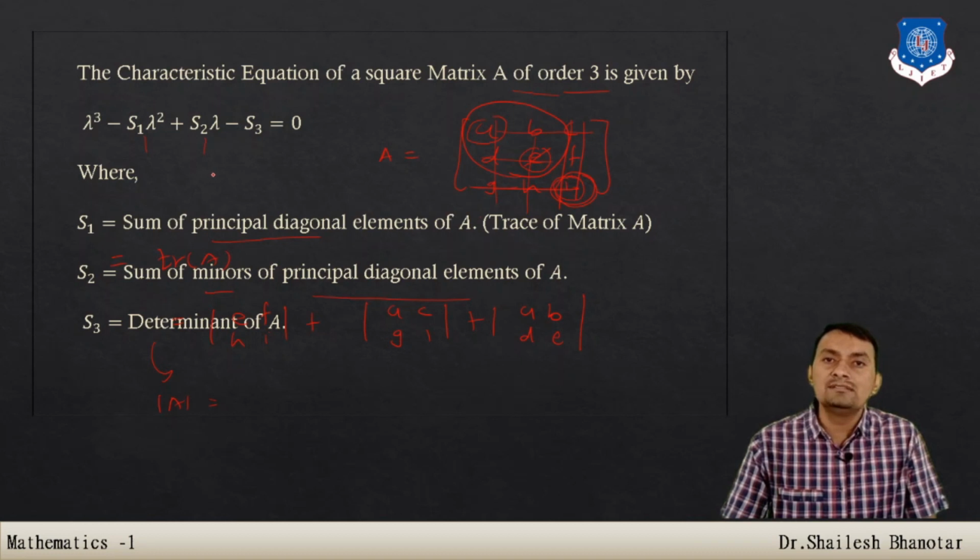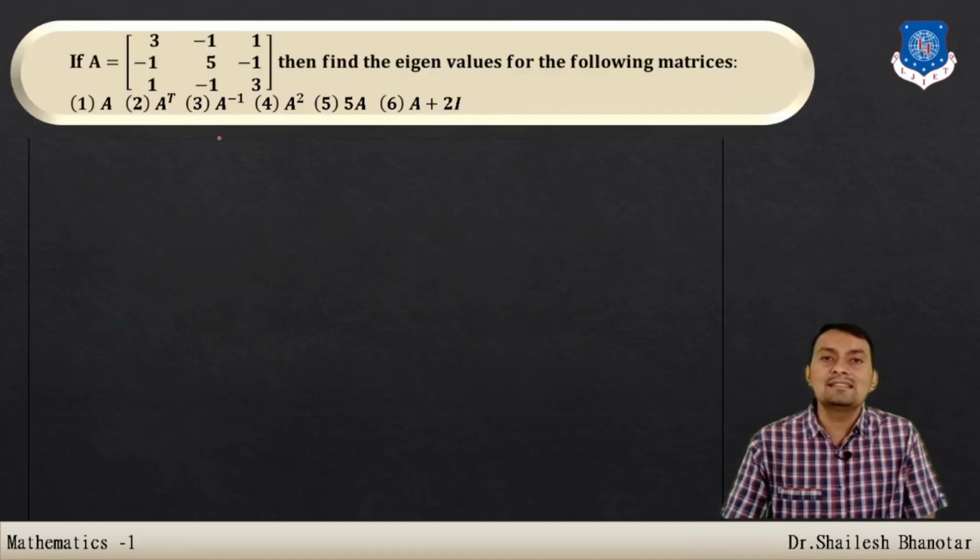S2 is what? That is only the sum of minors of each element on the diagonal entries. And the third one, S3, is nothing but the determinant of the matrix A. So first plus minus is there, that means alternate terms are there. So let us understand the first question. A is equal to this, which is given. Find the eigenvalues of the matrix.